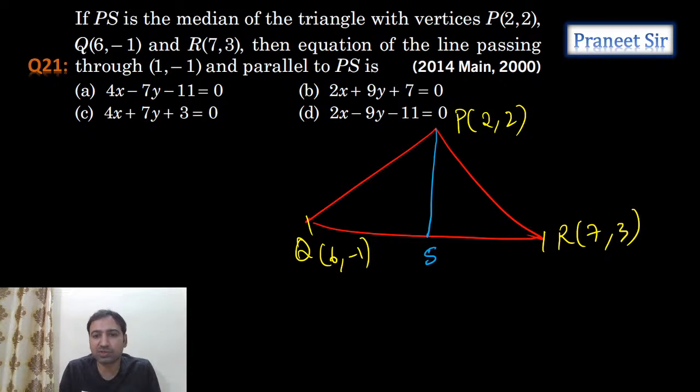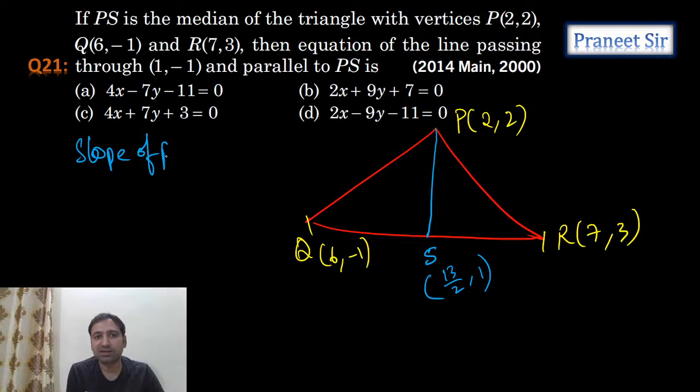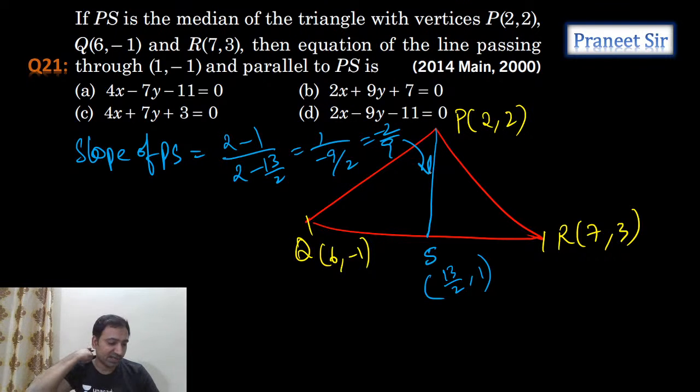It's a very simple question, guys. We just need to calculate the slope of PS. For that, I'm calculating the midpoint of QR. If I calculate the midpoint of QR, am I getting (13/2, 1)? Once I have the midpoint, can I calculate the slope of PS? Slope of PS is how much, guys? Using the formula (y2 minus y1) by (x2 minus x1), tell me how much we get. Minus 9 by 2, which is minus 2 by 9. The slope of this line we are getting is minus 2 by 9.